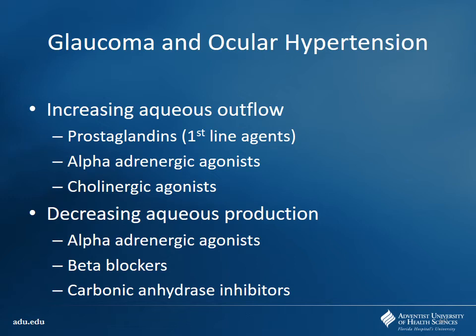And then you'll have those agents that decrease production, including your alpha-adrenergic agonists, so you see that those kind of do both. You'll have your beta blockers, which some people actually recommend beta blockers and prostaglandins either as first line, so that probably could be another acceptable first line, depending on who your teacher is. And then you also have your carbonic anhydrase inhibitors. So we'll go more into details in a second.